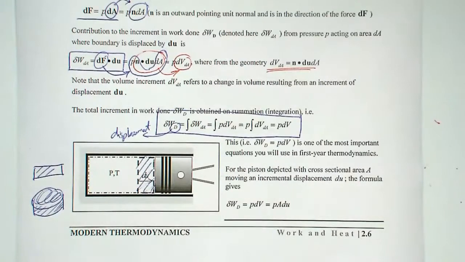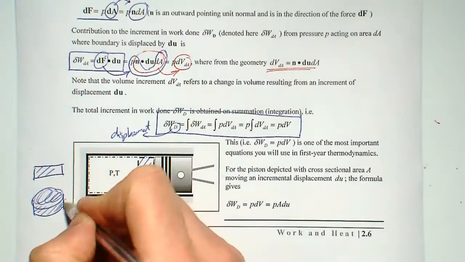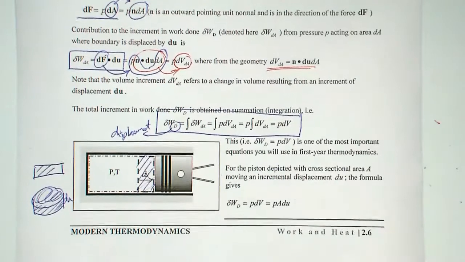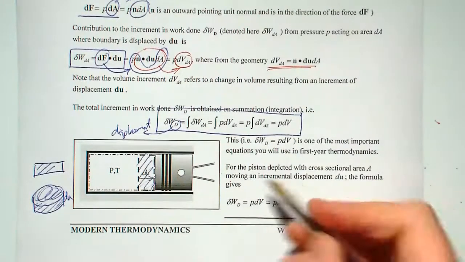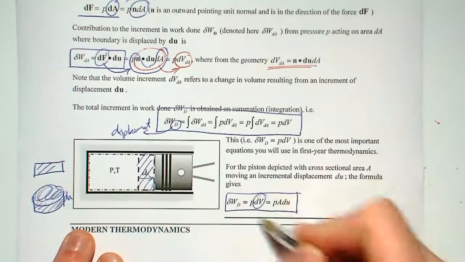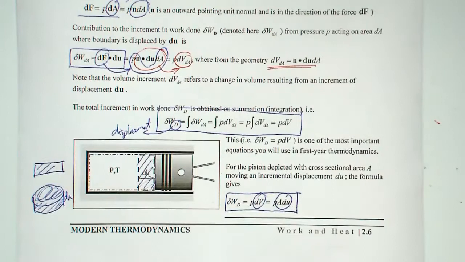This is actually the change du in terms of volume. So the equation we derive in this case would be pdV, and dV is nothing but change of displacement multiplied by the cross-sectional area of the cylinder.